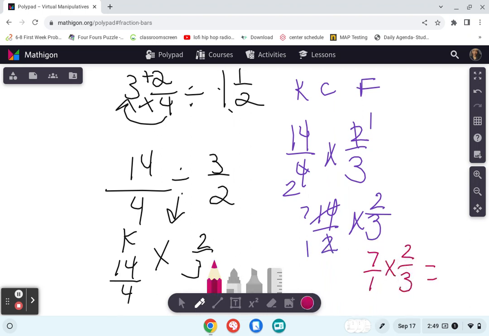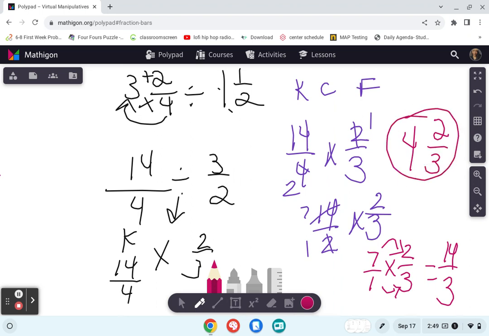And then I just multiply across. So that'll be 14 divided by 3. How many 3's are in 14? Well, I know that there are 5 3's in 15. That's too many. So let's go on ahead and go down to 4. So that would be 4 times 3 is 12, plus 2 is 14. So that'll be 4 and 2/3.